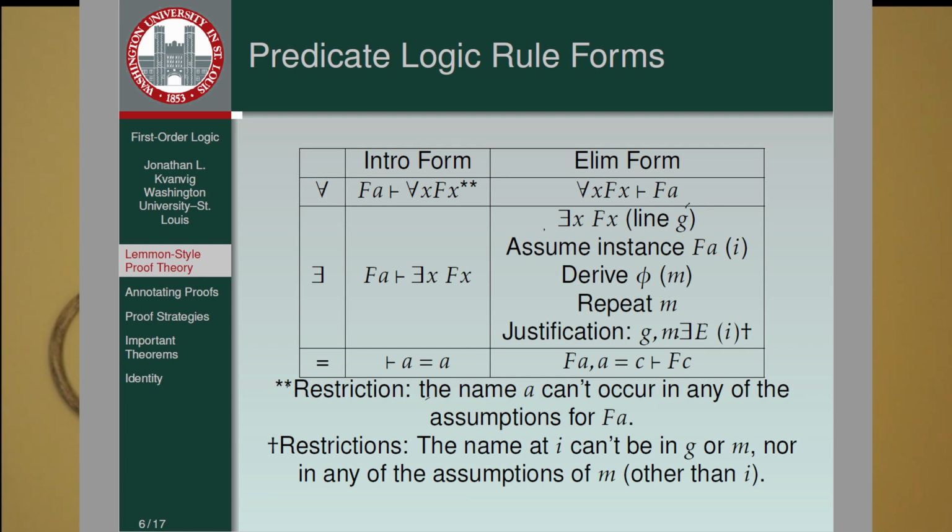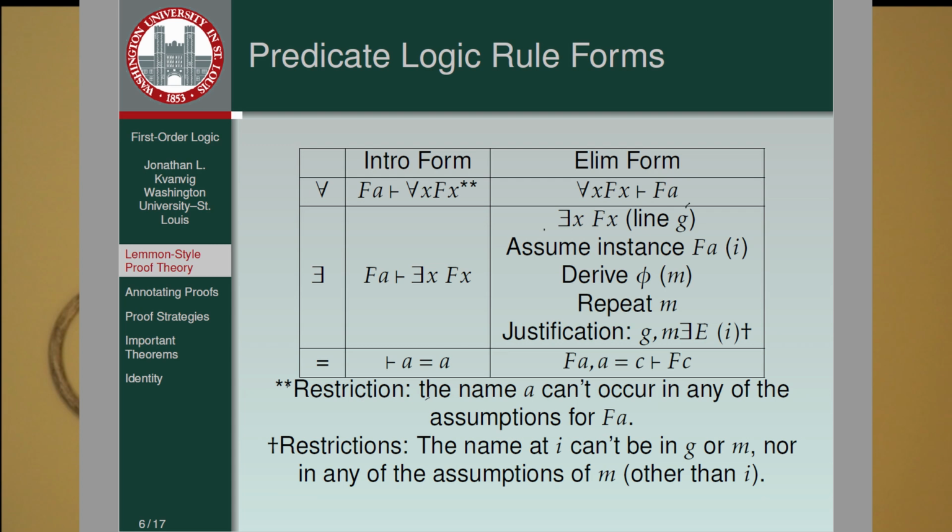Elimination rules work similarly. If you've got a formula with a universal quantifier on the front of it, you simply drop the universal quantifier and replace the variable with a constant. So if you've got for all x, Fx, you can derive Fa from that. Similarly, if you've got ex, Fx, the existential elimination rule will allow you in some way or another to replace that with Fa.